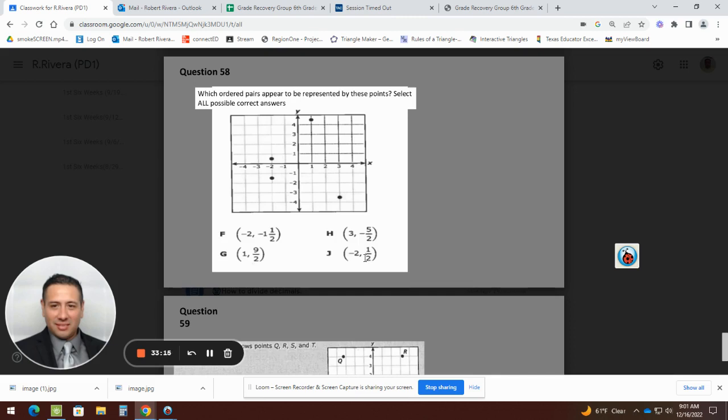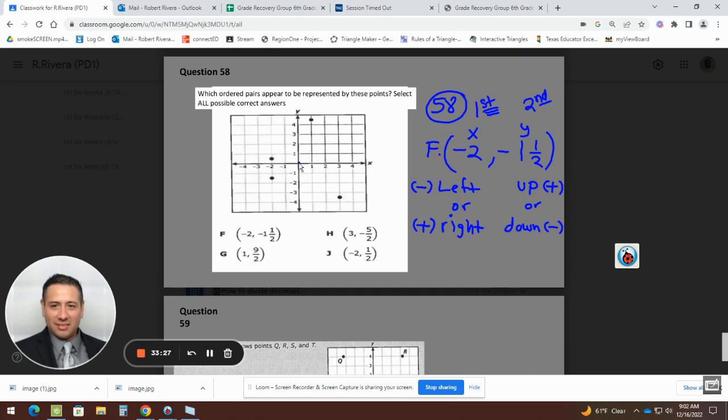Now, some of you make the mistake that you want to go up and down first. No, your first move is always left or right, and then up and down. So you always want to go on the x-axis first. Either you go to the right or you go to the left. Then we can go either up or down, or over here up or down. Okay?